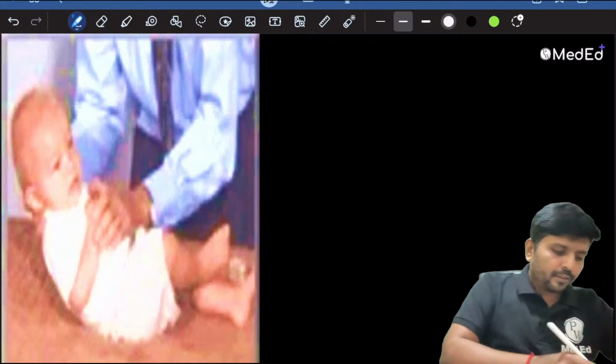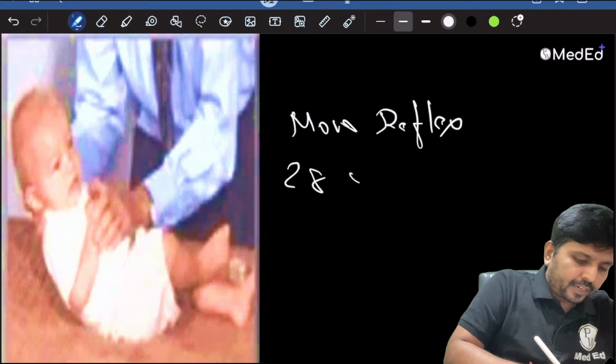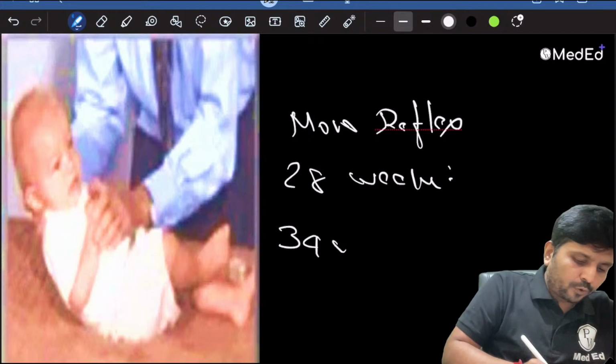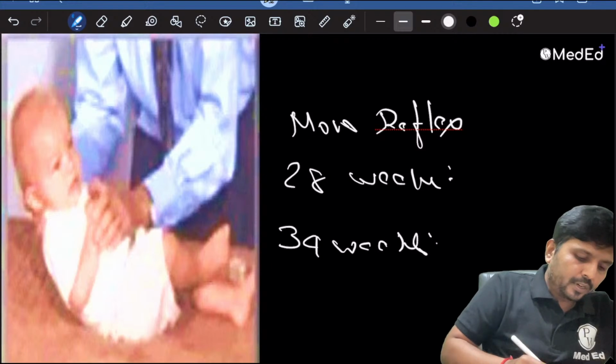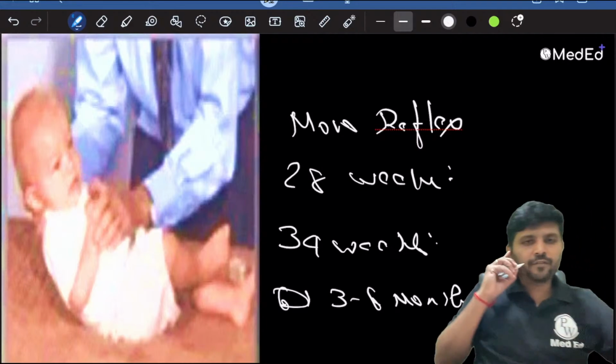And finally, what is this? Moro reflex. It starts by 28 weeks and then matures by 34 to 36 weeks, and disappears by 3 to 6 months. Moro reflex.